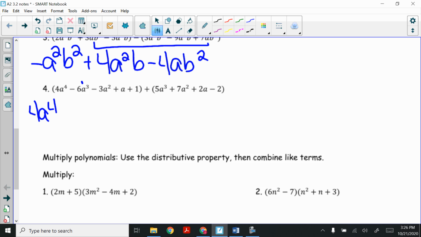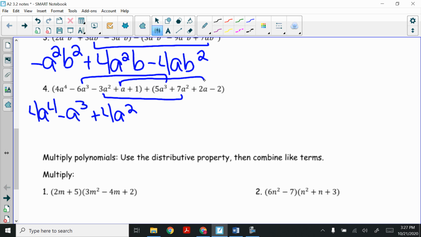My a cubes are going to go together. Negative 6a cubed plus 5a cubed gives me minus a cubed. Next are my a squareds. Negative 3a squared plus 7a squared gets me plus 4a squared. And then my a's. A plus 2a gets me plus 3a. And finally my constants. 1 plus negative 2 gets me minus 1.